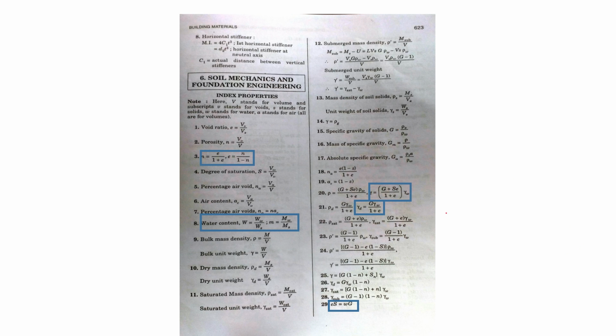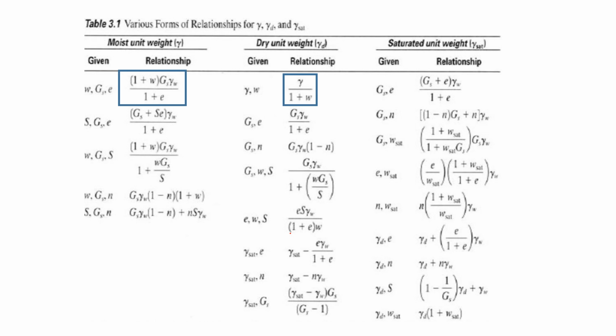Okay, if you know the bulk unit weight formula, you can actually derive your gamma d and gamma sat. The derivations are available in the book, you can refer. You need not learn all the formulas by heart. If you know how to derive, you can easily get it.